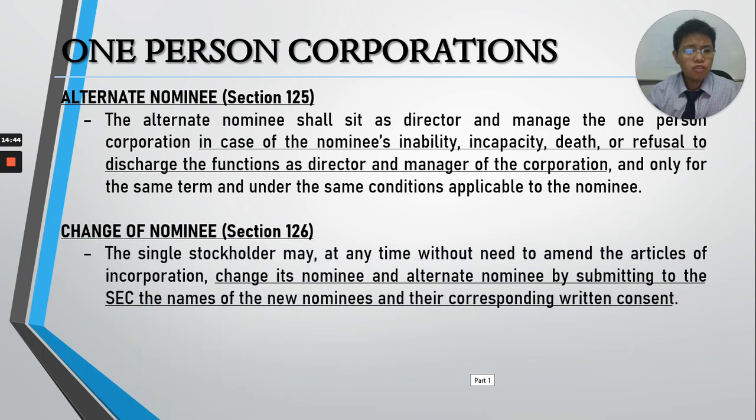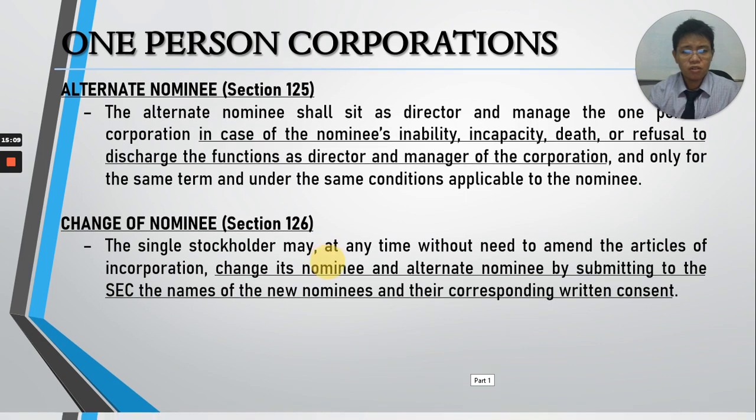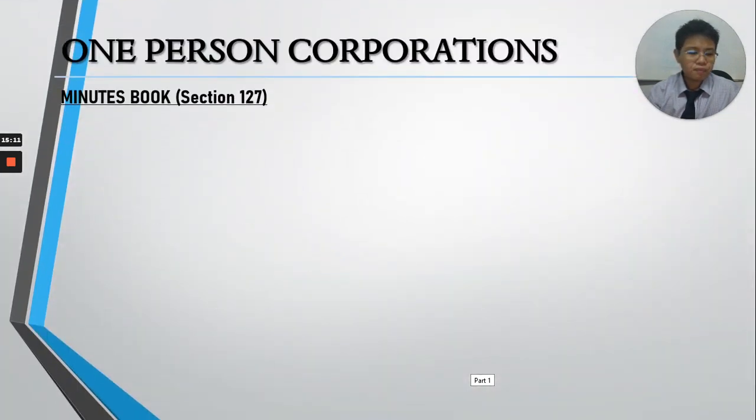Nominees can be changed without need to amend the articles of incorporation. So paano mapapalitan ng nominee? Just submit to the SEC the names of the new nominees and their corresponding written consent. So, kung pwedeng i-withdraw ng nominee yung consent niya, pwede rin siyang palitan ng single stockholder. Hanap lang siya ng iba, kunin niya yung consent ng mga yon. What else? Minutes book.